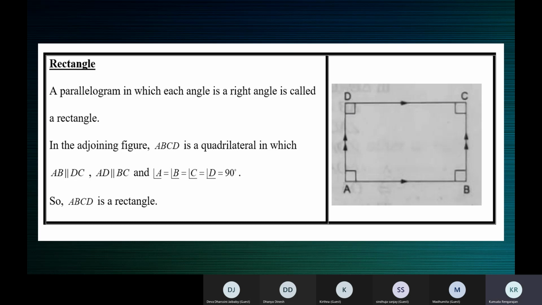Now write down properties of a rectangle. These are some exclusive properties. Write down: diagonals are equal. So in a parallelogram and in a rhombus, diagonals were unequal. In a rectangle, diagonals are equal.